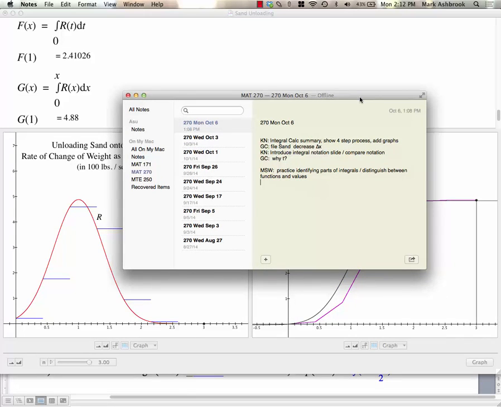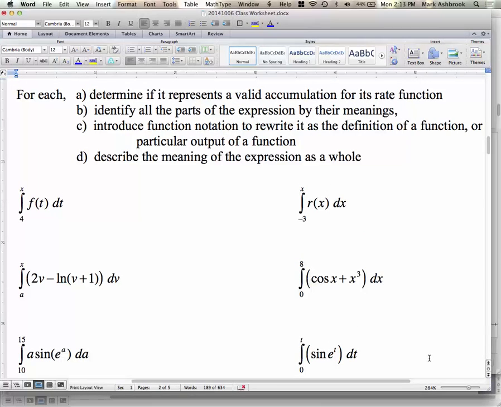So for each one, determine if it's a valid accumulation for its rate function. So is it doing what we were intending it to do? Then identify all the parts by their meanings. Then we want to rewrite these as functions to see if it's actually a function of x, or a particular output of the function. So we want to represent it that way, based on whether it's a function of x, meaning that the right side could change, or is it a particular output value? We're picking a right side. And then describe the meaning of the expression as a whole.